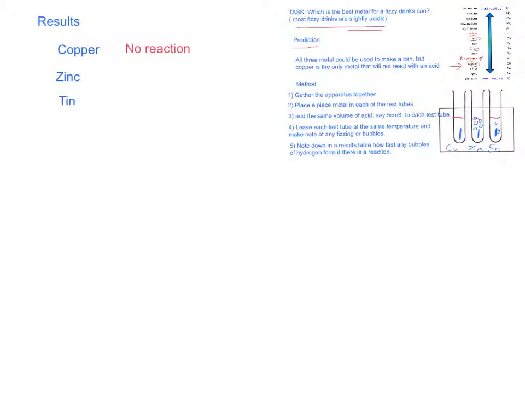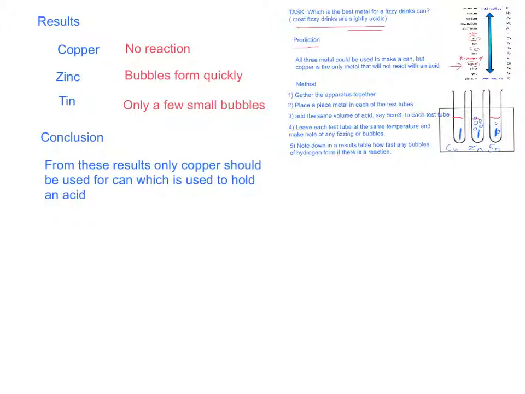So for copper, we have no reaction. For zinc, we say bubbles form quickly or rapidly. For tin, there would be a few bubbles, but not many. So now we can come up with our conclusion, which is that only copper should be used to hold acid drinks. We need to back this up with a scientific idea that could have also been given in the prediction, but the scientific idea comes all the way back to the reactivity series and where the metals are.